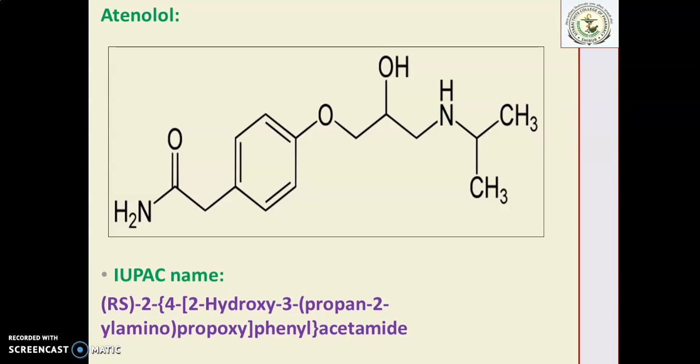Atenolol: we have a structure with an aromatic ring where there is an oxygen bridge, 2-propanol and isopropylamine. At the para position there is CH2CONH2, that means acetamide, and the IUPAC name for the same is RS 2,4-(2-hydroxy-3-(propan-2-ylamino)propoxy)phenylacetamide. As there is a hydroxyl group at the second position, therefore 2-hydroxy.